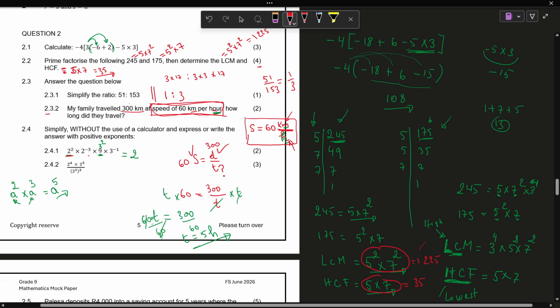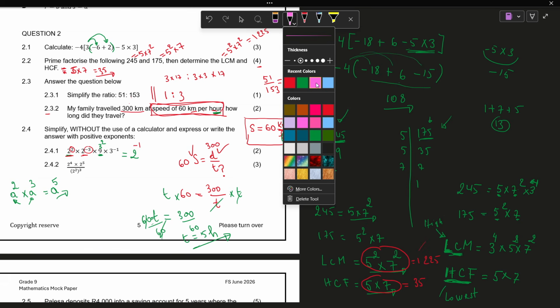We've got 2 here. We have 2 there. And that is all. So what are we going to do? We have to add up these exponents, right? What is 2 plus negative 3? It is negative 1. And then we have another exponent.